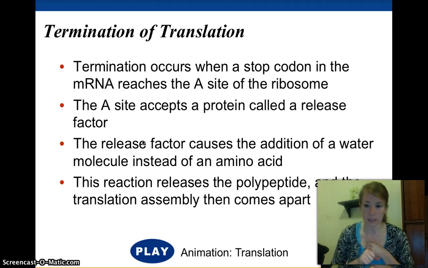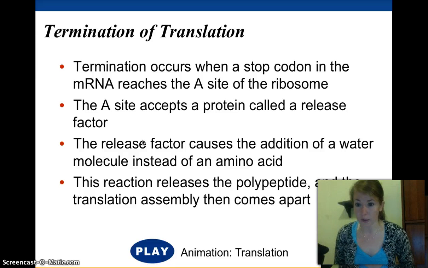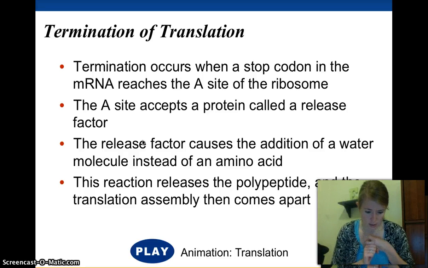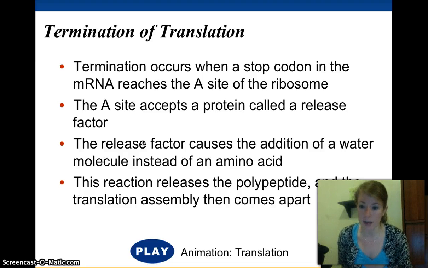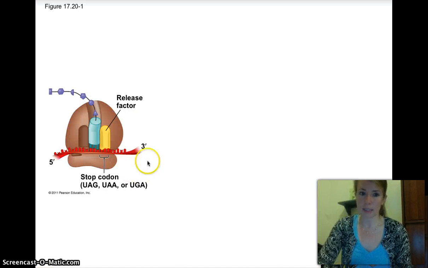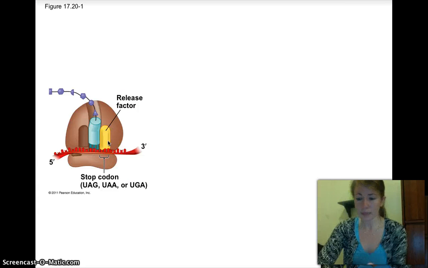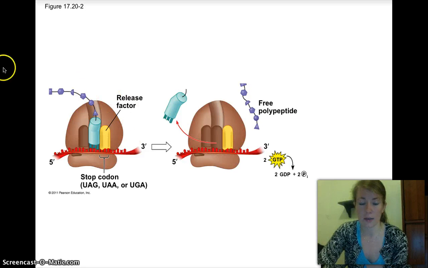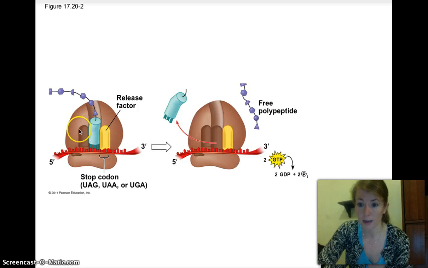Remember, we talked about the proteins that bring in the large subunit for initiation. We talked about the proteins that help bring in the tRNAs for elongation. And now these proteins, the release factors, help us with termination. And so basically what happens is this release factor comes in, and what it does is it brings in a water molecule because we need to break the bond right here. So this amino acid is bonded to this tRNA. We need to break that bond.